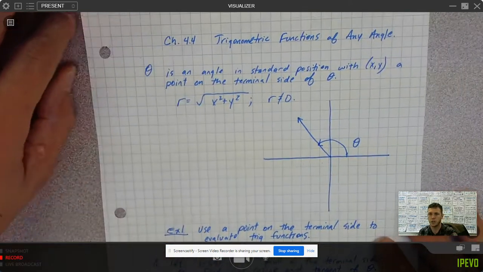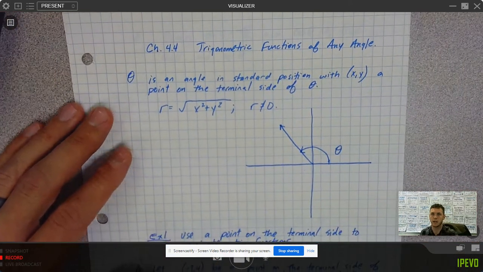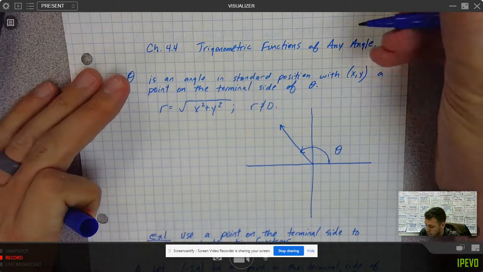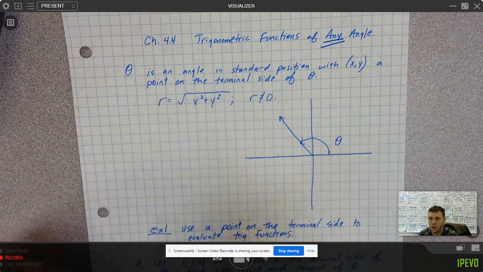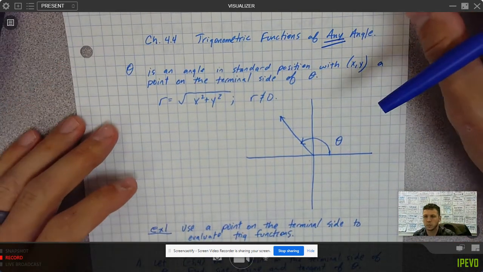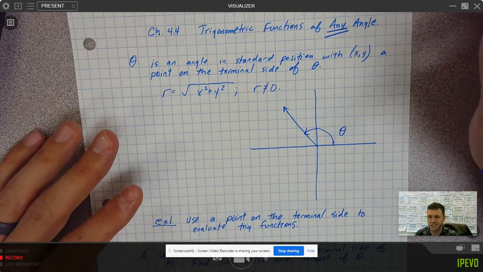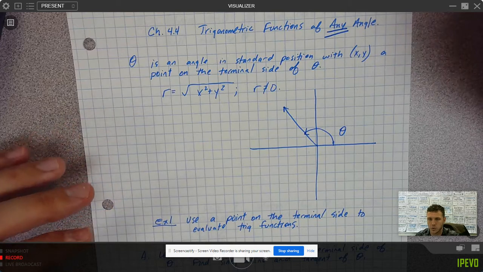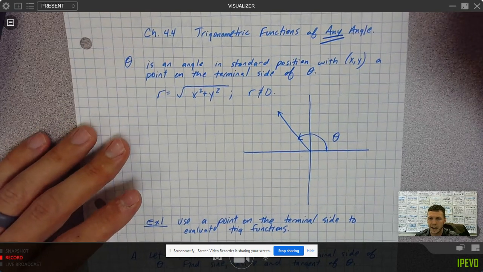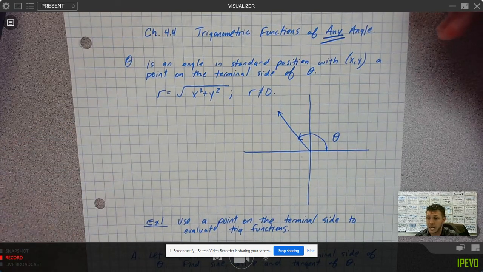All right, guys. So for today, we're going to be talking about trigonometric functions of any angle. Up to this point, we have only been working with common angles, right? So we've been working with 30, 45, 60, 90, and so on and so forth. But we're going to be looking at how we can evaluate trig functions of any angle.